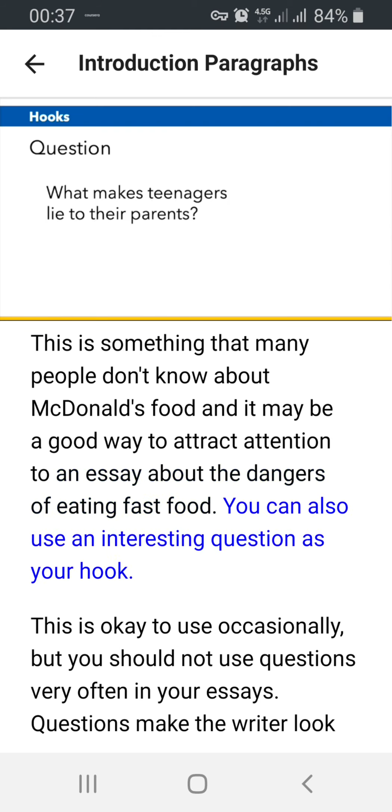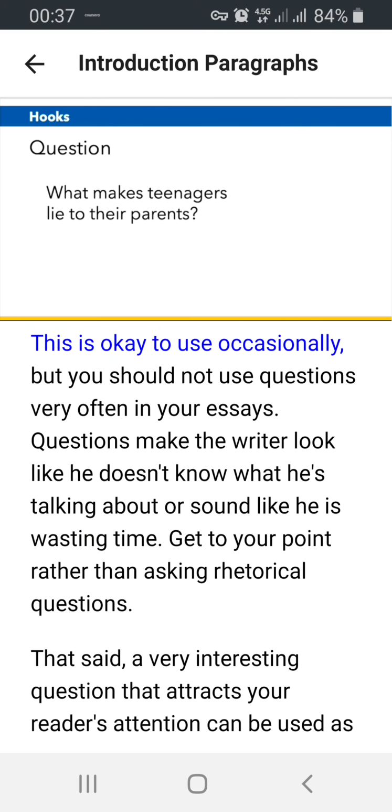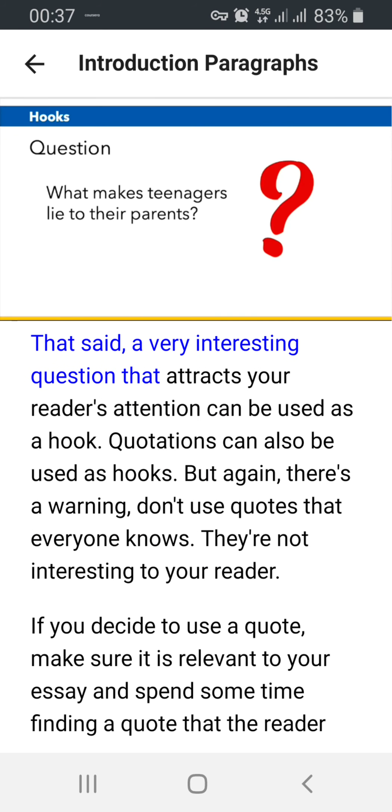You can also use an interesting question as your hook. This is okay to use occasionally, but you should not use questions very often in your essays. Questions make the writer look like he doesn't know what he's talking about, or sound like he is wasting time. Get to your point, rather than asking rhetorical questions. That said, a very interesting question that attracts your reader's attention can be used as a hook.